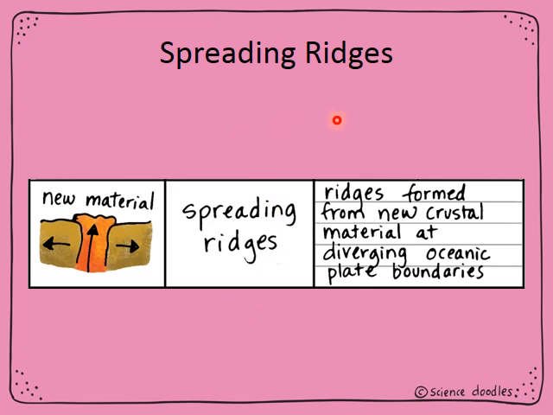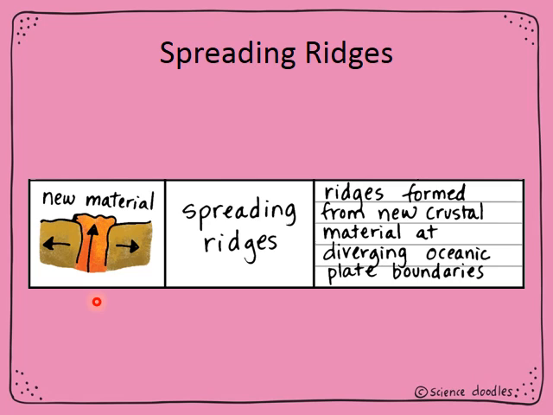All right, so here we have spreading ridges, or seafloor spreading is what it's often called. Spreading ridges are ridges formed from new crustal material at diverging oceanic plate boundaries. So when you have two plates under the ocean which are spreading apart, this one to the left, this one to the right, again, that magma flows up and fills in the space. That is called a ridge.